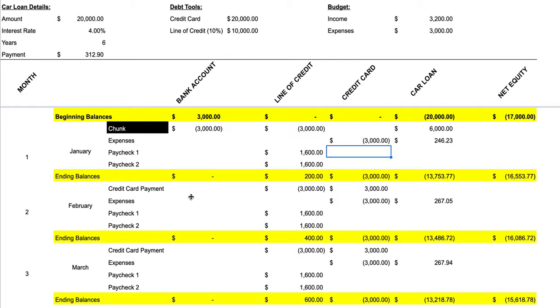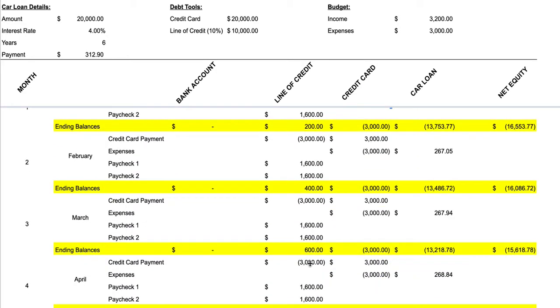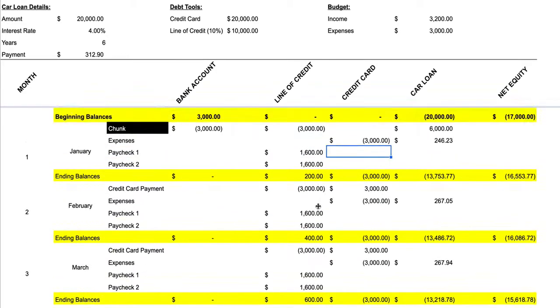So now what you're going to do, basically every month you're going to keep doing the same thing. So this will be your ending balance after February. Your ending balance would be, you're at $400 now. See, it went from $200 to $400. So now you're building that line of credit back up with the extra $200. So every month it's going to be 200, 400, 600. See, it's going up by $200.